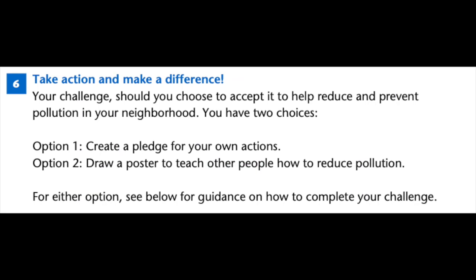Awesome. Now it's time for us to take action and to make a difference. Your challenge, should you choose to accept it, is to reduce and prevent pollution in your neighborhood. And you have two different choices for how you can do this. Option 1 is to create a pledge of your own actions. And option 2, draw a poster to teach others about how we can reduce pollution.